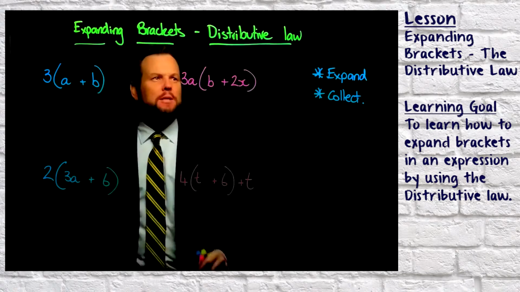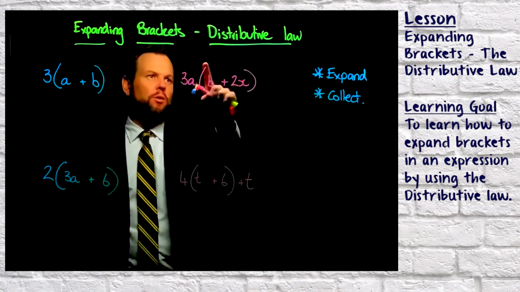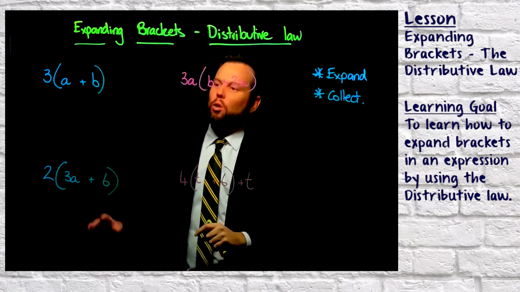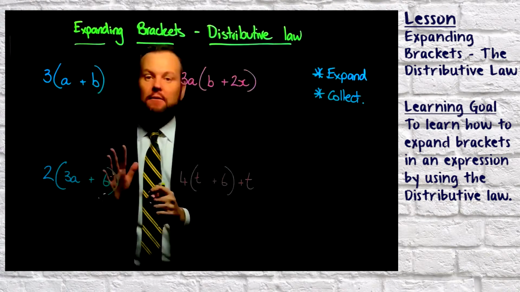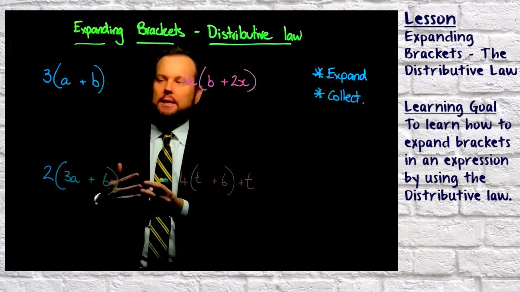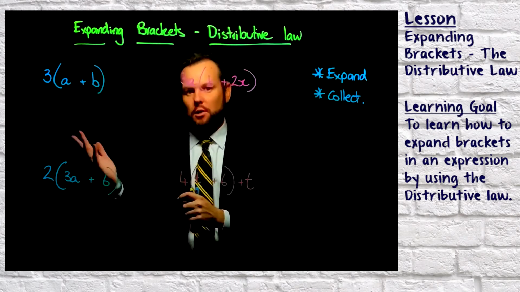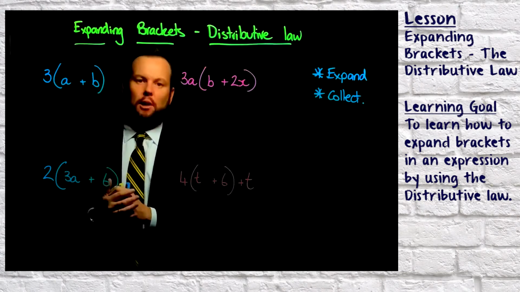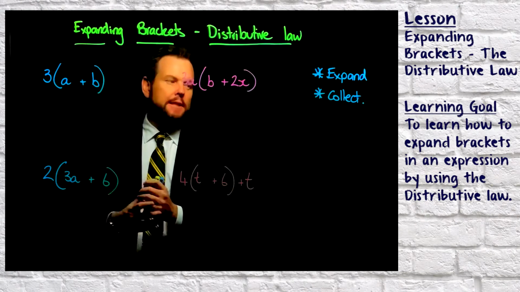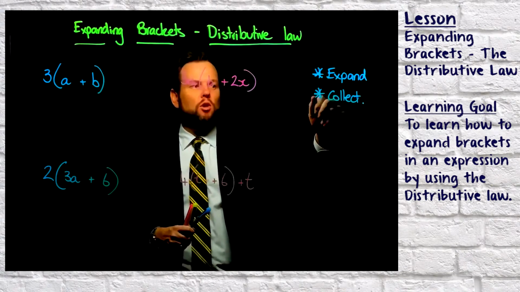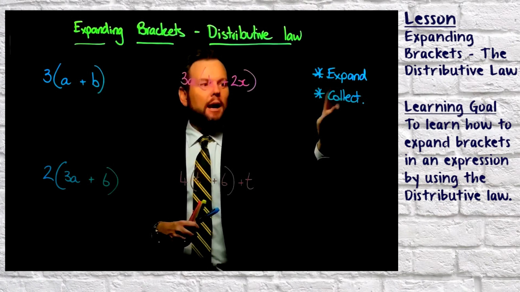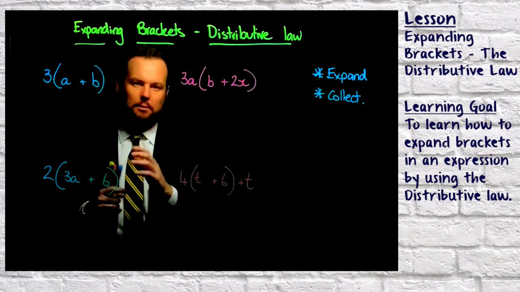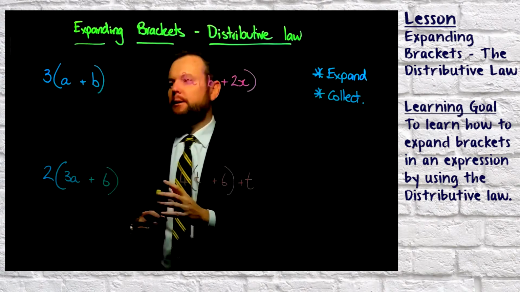But basically, when we expand brackets, we use this thing called the distributive law. The distributive law basically says that everything on the inside of the brackets needs to be multiplied by what is on the outside. So everything on the inside needs to be multiplied by what is on the outside. And basically when we do this, we do two things. We expand our brackets and then we collect any terms, or we do any simplifying that we can, okay?